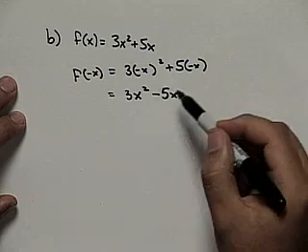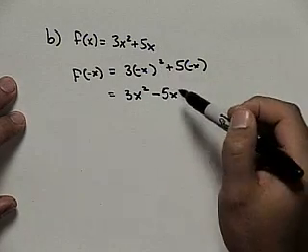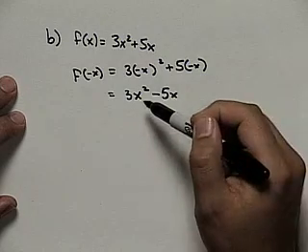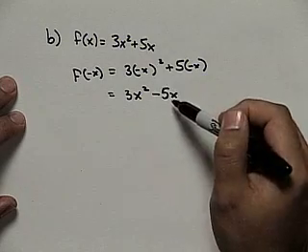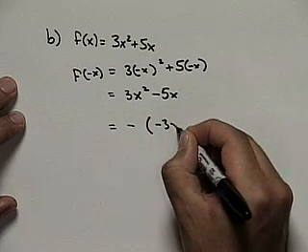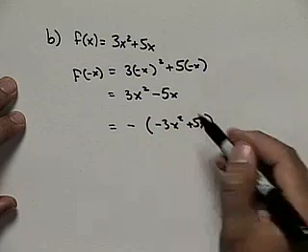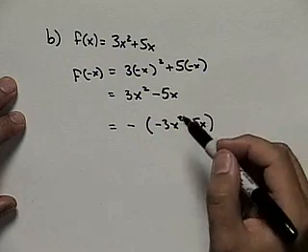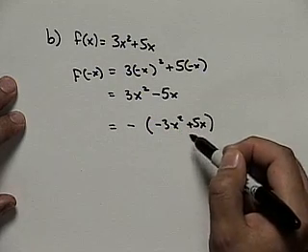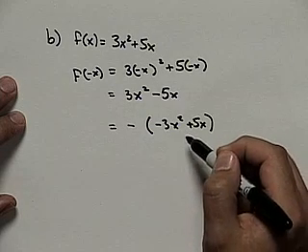Now this function is not identical to the function we started with, so it's not even. You might think we could factor out a negative to try and make it match up, but we can't do that either, because when we pull out the negative, we get negative 3x squared plus 5x, and what's inside doesn't match up either. So this is not equal to the original function f of x, nor is it equal to the original function with a negative in front of it. So it's got no type of symmetry, so it's not even or odd.